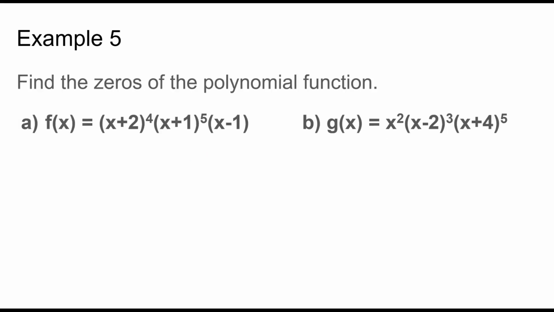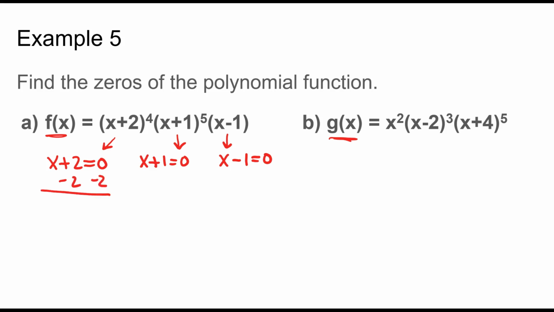Example 5, find the zeros of the polynomial function. So these are both written, f of x and g of x, in factored form. So we set each factor equal to 0. So x plus 2 equals 0, x plus 1 equals 0, and x minus 1 equals 0. So the zeros are x equals negative 2, x equals negative 1, and x equals 1.